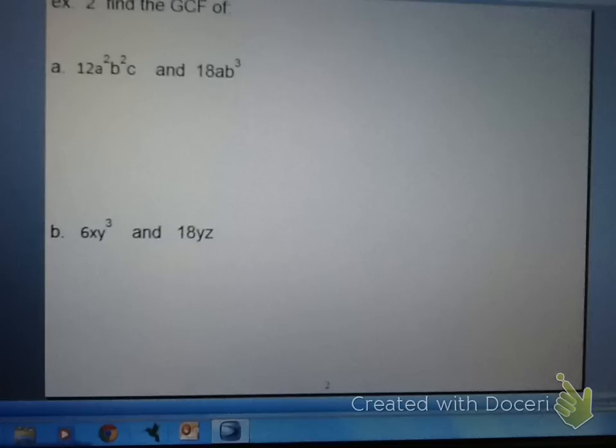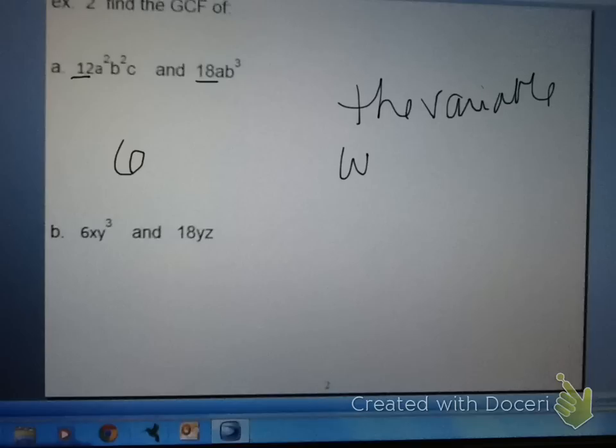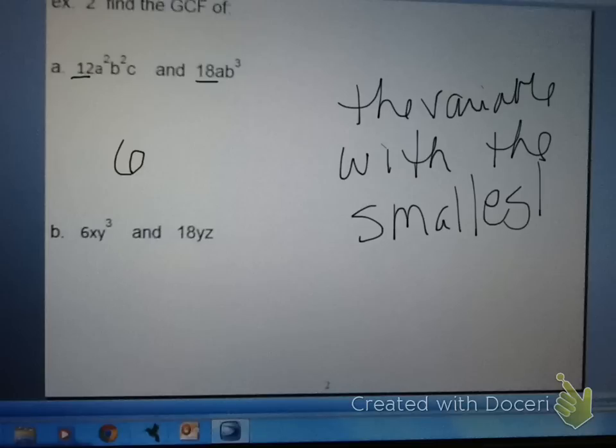Example 12, to find the GCF of each term, if you have two numbers, you find the GCF of the two numbers. What's the greatest common factor of 12 and 18? That would be 6. And remember, when we're finding the GCF of a variable, it is the variable with the smallest exponent. And obviously the variable has to be in both terms.